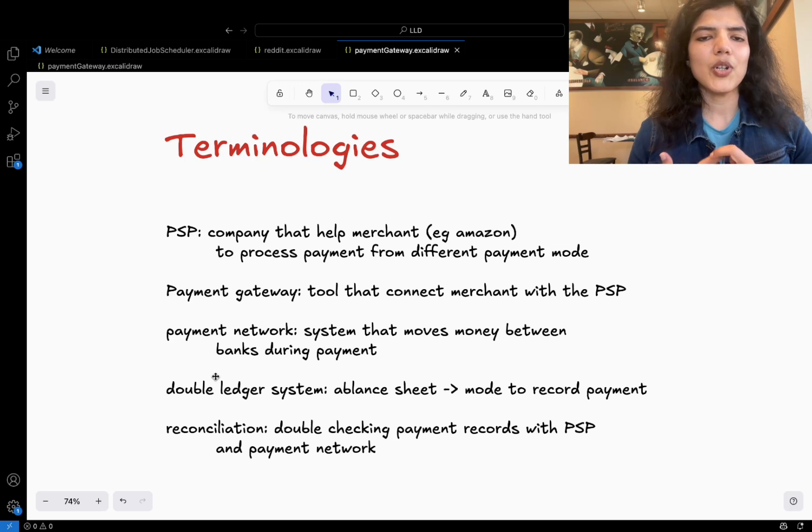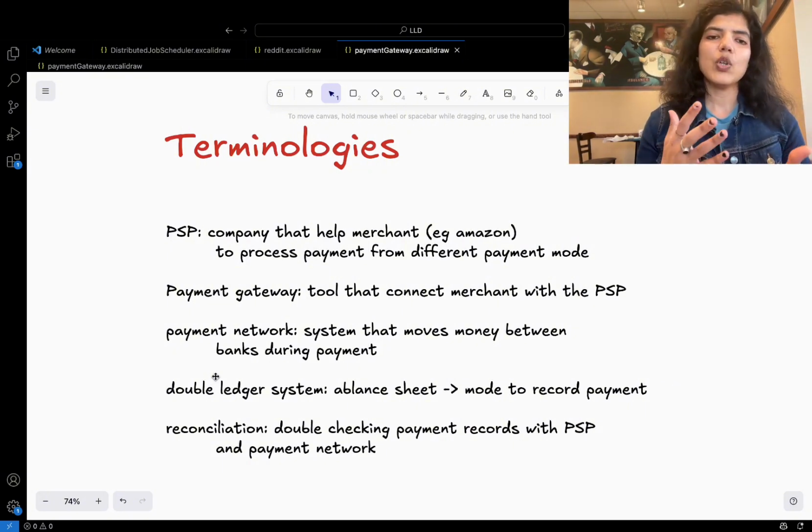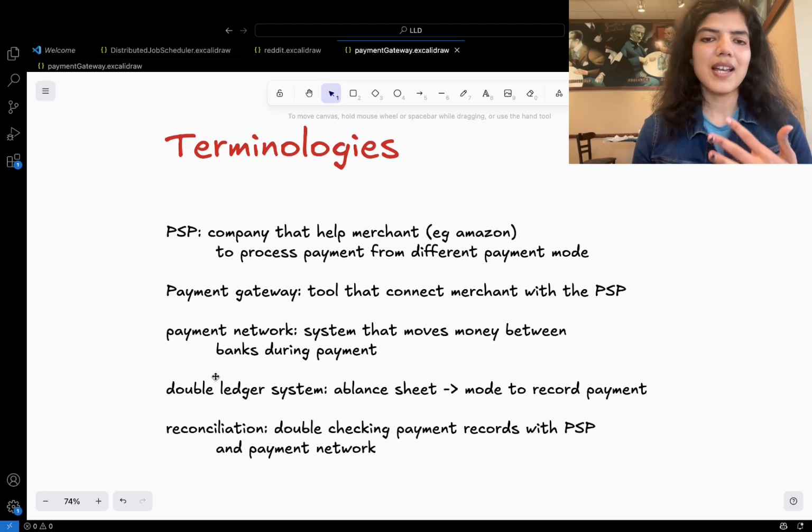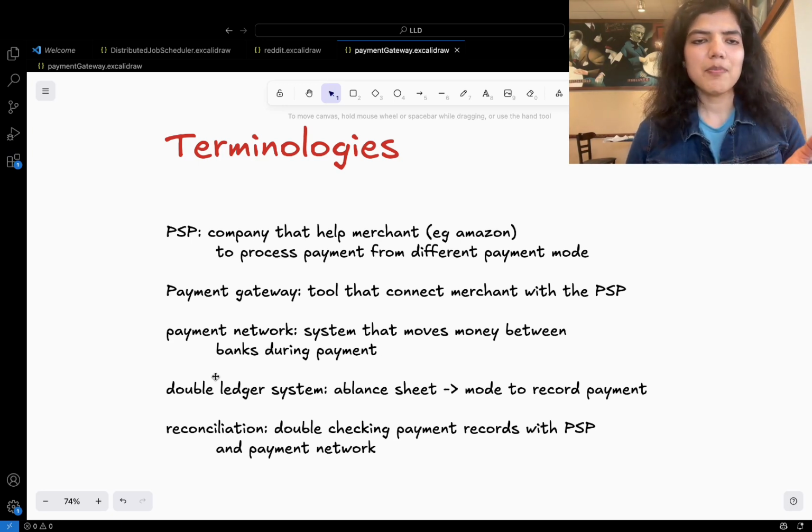Now, the third terminology is payment network. What do you mean by payment network? It's nothing but a system that moves the money from one bank to another during the payment processing. So, in our case, we know about companies like MasterCard, Visa, etc., right? So, the payment service provider basically connects with the payment network to move all the money that has been transferred from merchant to seller, etc., from one bank to another.